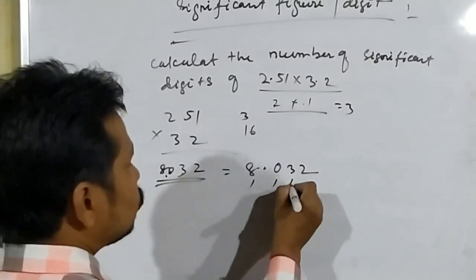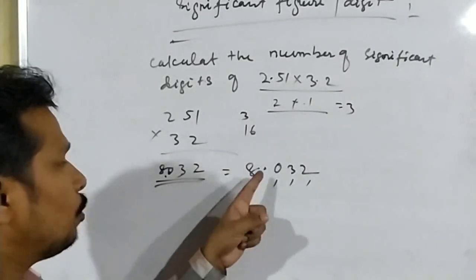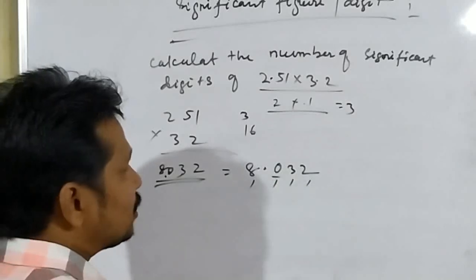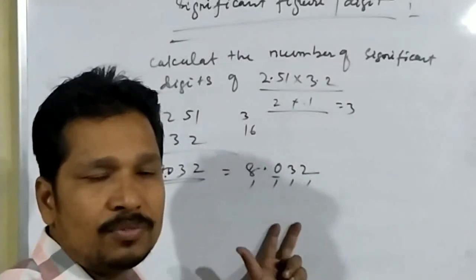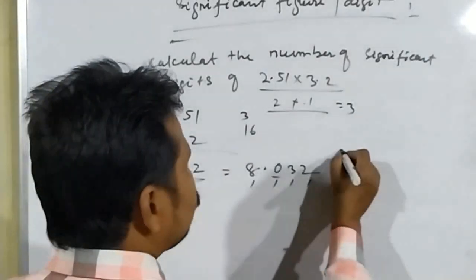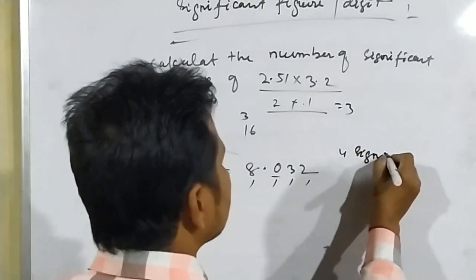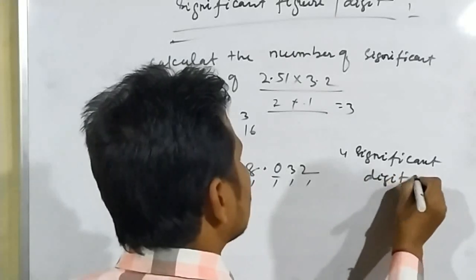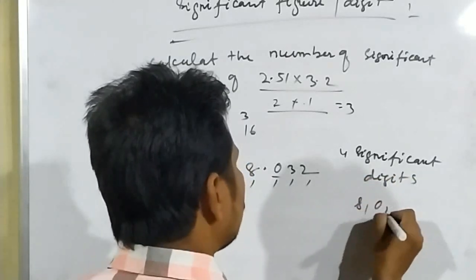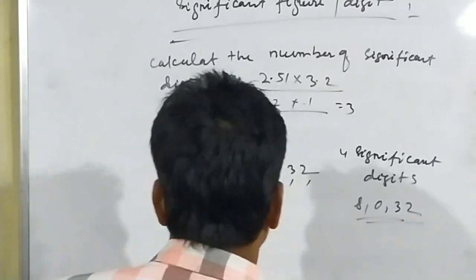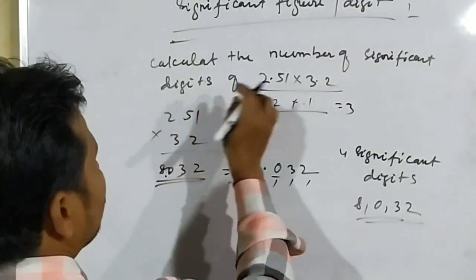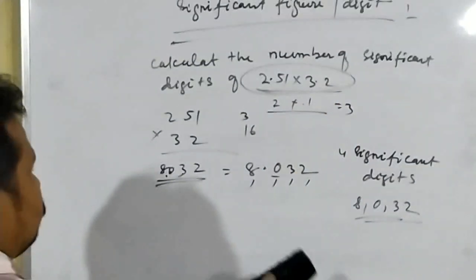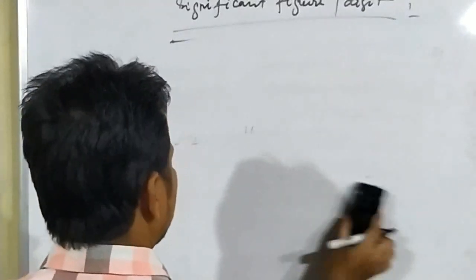So 1, 2, 3 and 4. Here we will count 0 as a significant digit because 0 is present in the middle portion of this number. So here there are 4 significant digits. What are those? 8, 0, 3 and 2. These are the 4 significant digits present in the product of 2.51 and 3.2. Okay. So next question, next example.